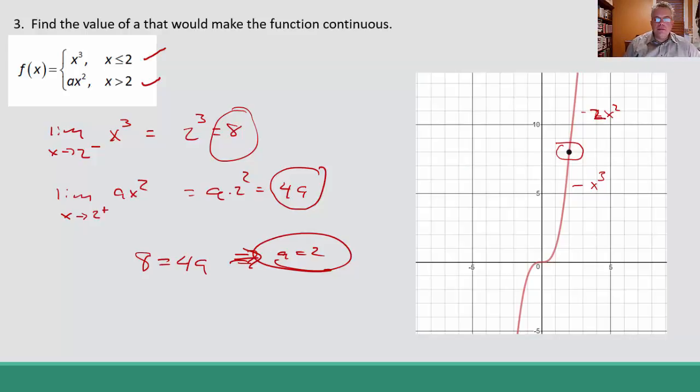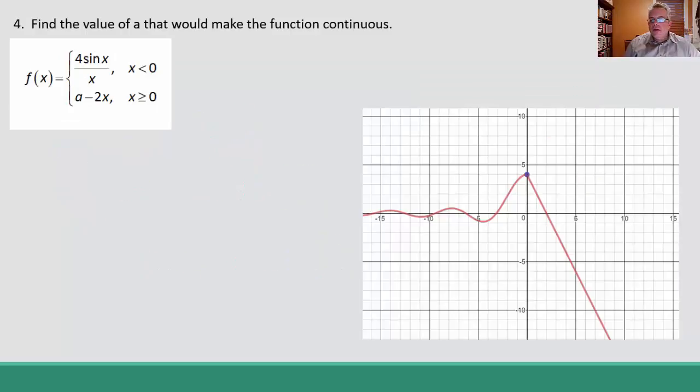Okay, next example. I like this one. This is a little bit more interesting. We have some sort of oscillating going on there from a sine function. Okay, find the value of a that would make the function continuous. The border point is at 0, right? To the left of 0, this is continuous. To the right of 0, this is continuous. We just need them to match at 0.